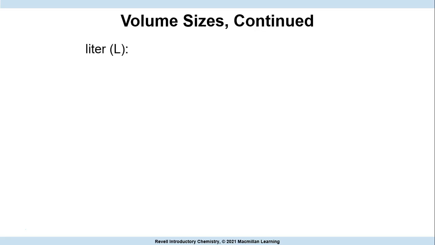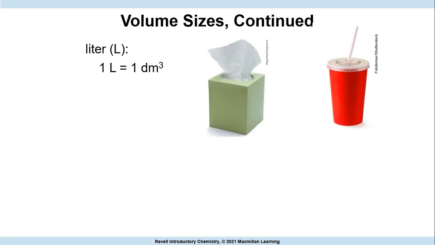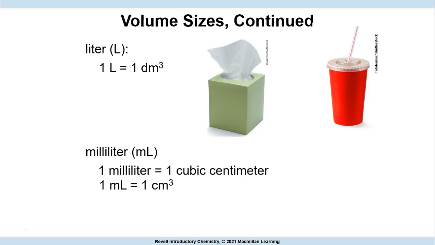Now, let's look at the volume sizes as they continue. 1 liter is equivalent to 1 cubic decimeter. You need to know this. And 1 milliliter is equivalent to 1 cubic centimeter. So 1 liter is the same as 1 cubic decimeter, and 1 milliliter is the same as 1 cubic centimeter.